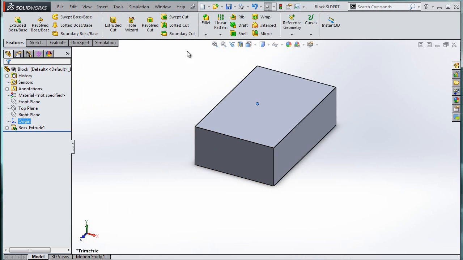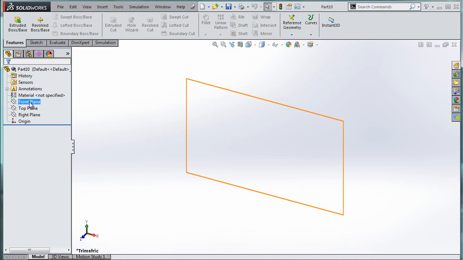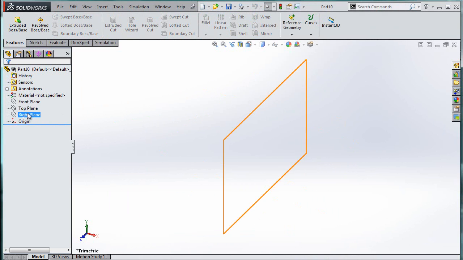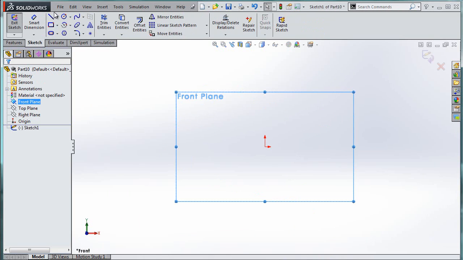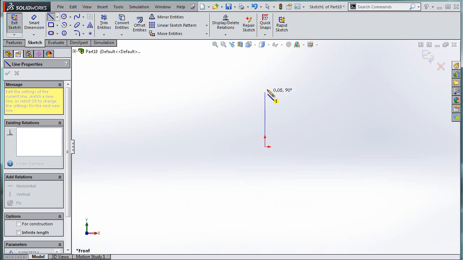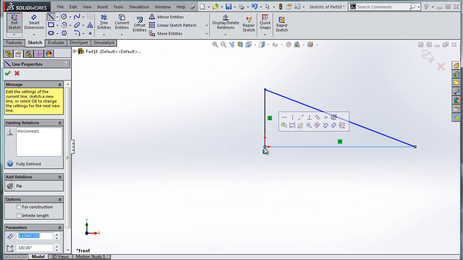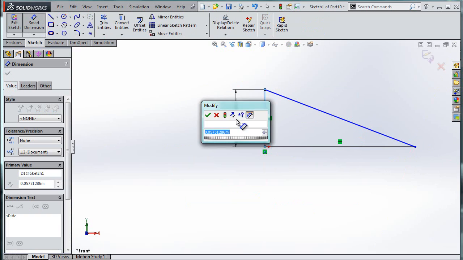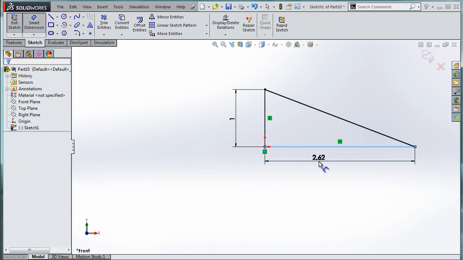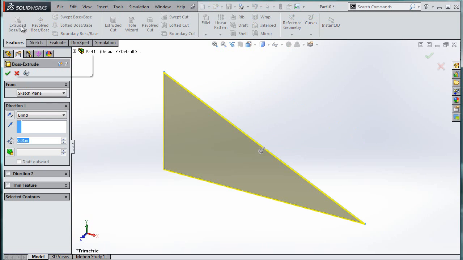Okay. The next thing we're going to do is we're going to create the triangle. And this one I'm going to do probably from the front plane. And I'm going to create my little triangle. And it really doesn't matter if the origin here is perfect because I can just align the origins in the assembly. So that's 1, and this is going to be the 2, and then it's going to extrude forward by 1.